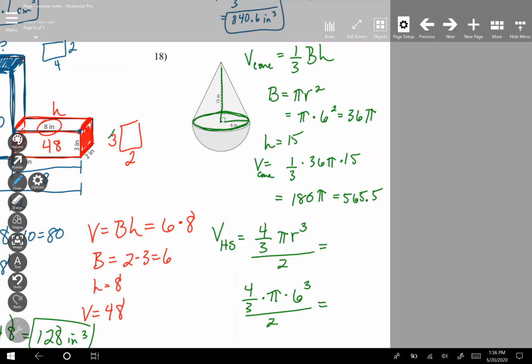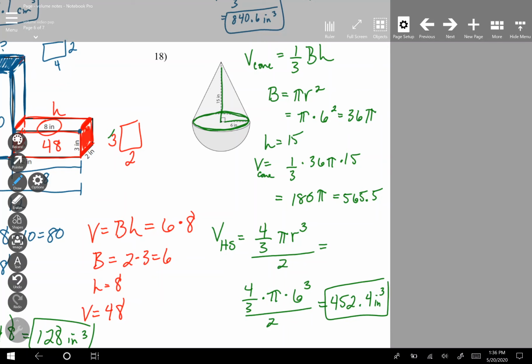So how I'm saying it is exactly how I'm typing it in. 4 divided by 3 times pi times 6 to the power of 3. I press enter, and then I don't do anything to the number. I just press the divide button and then by 2 and press enter again, and I get 452.38 on the calculator, so it's going to be 452.4, and that would be inches cubed.